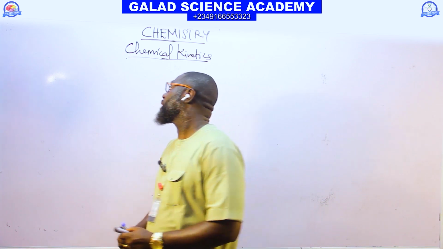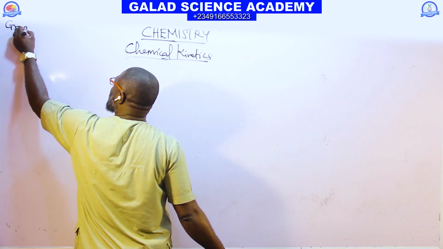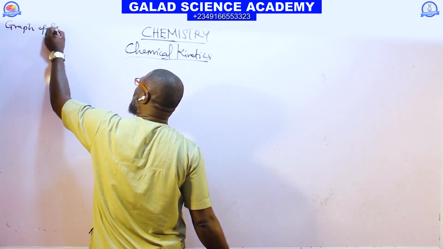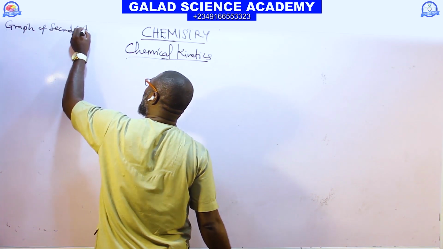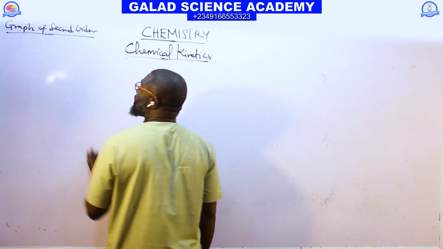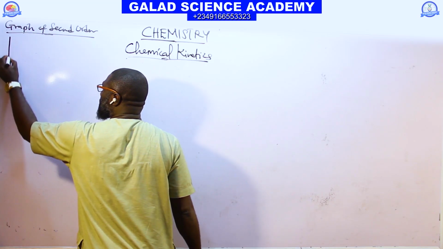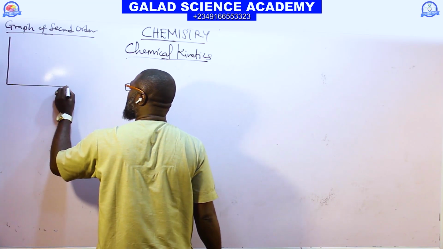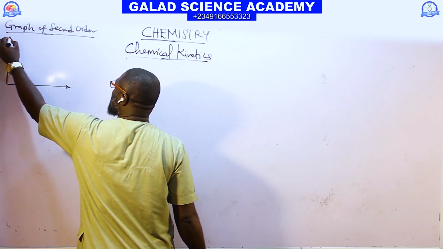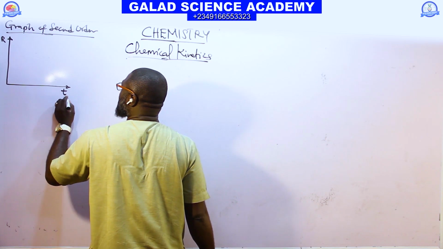So the next aspect now is the graph of second order. And it can also exist in two forms, in terms of rate against time. This is the rate against time.